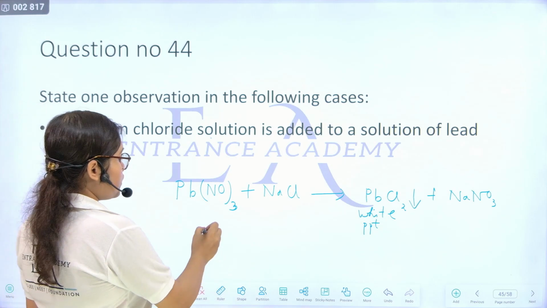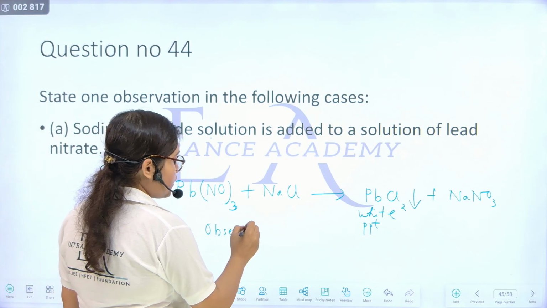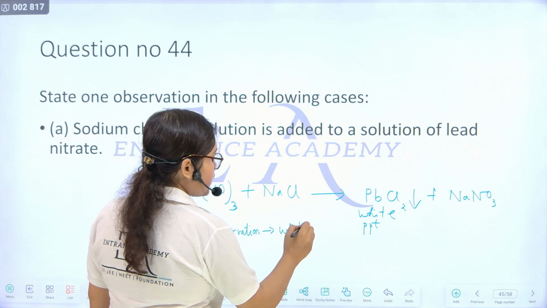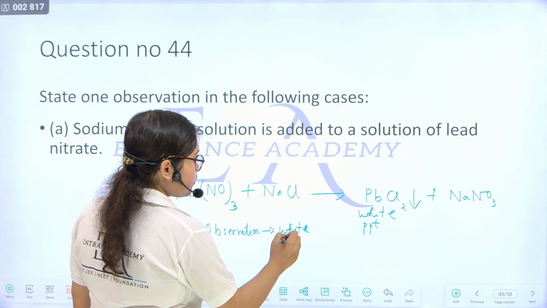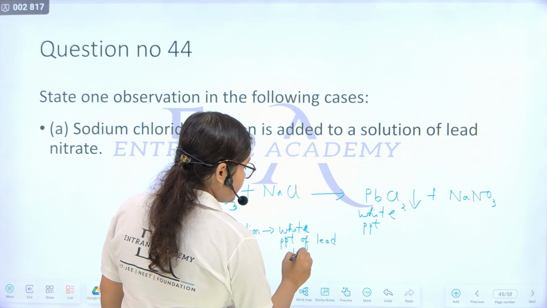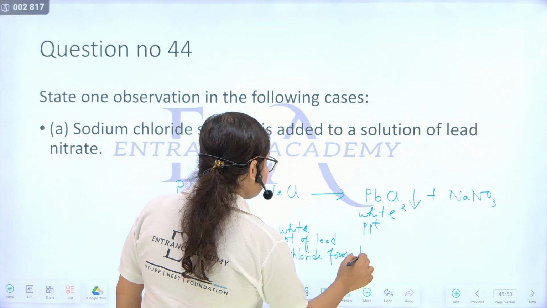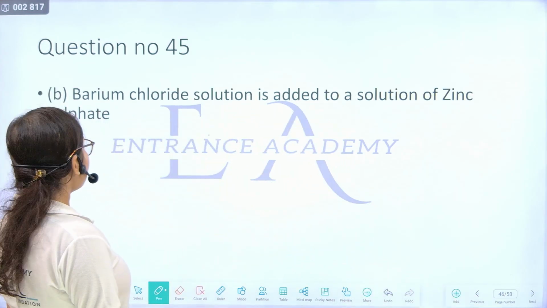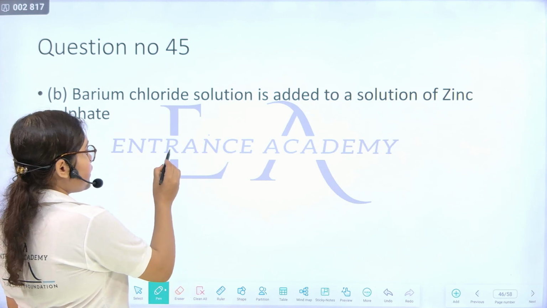Okay, so this is the observation. State the observation. So the answer is white precipitate of lead chloride formed. This is the answer. Next, barium chloride solution is added to a solution of zinc sulfate.